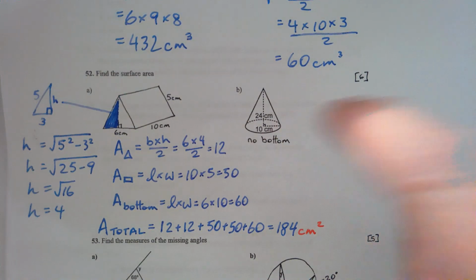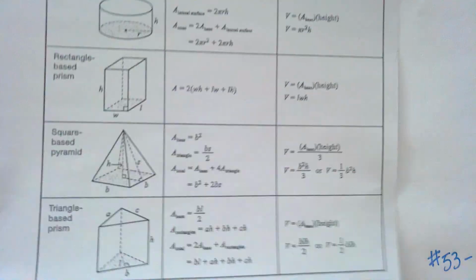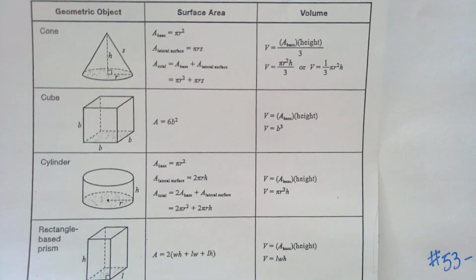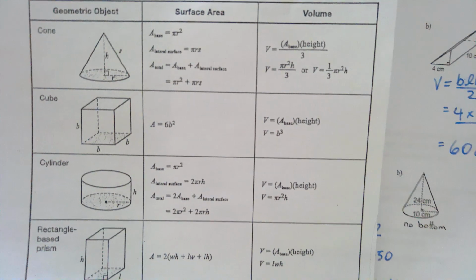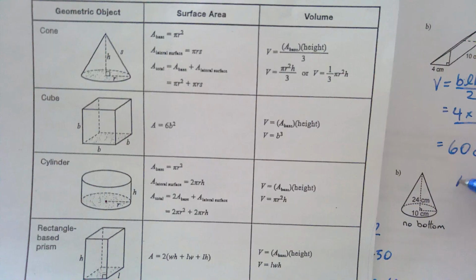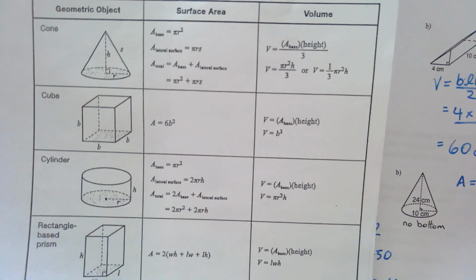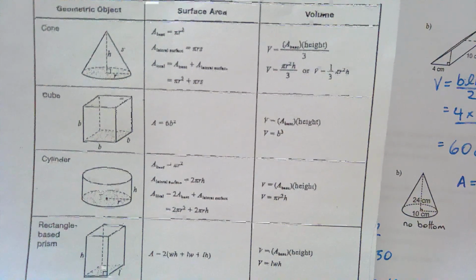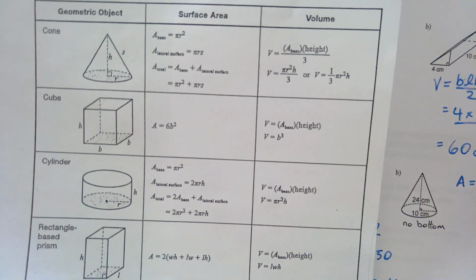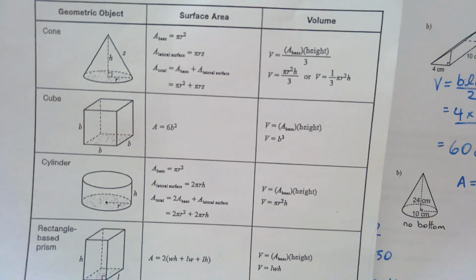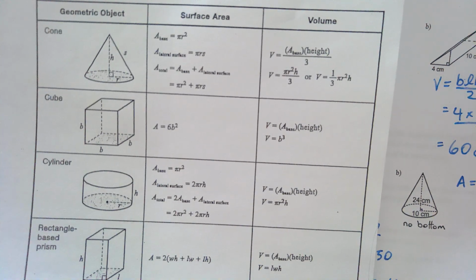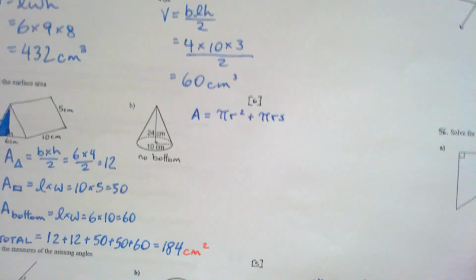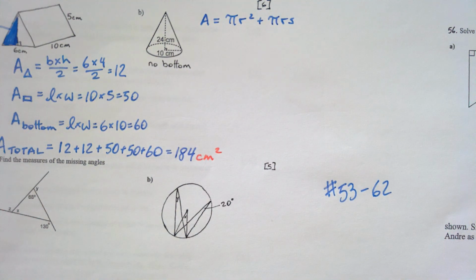Next, what shape is this called? Cone. I want the surface area of a cone. What's the formula? Surface area of a cone. You're looking at the formula sheet. Plus pi rs. Okay, so pi r squared plus pi rs.